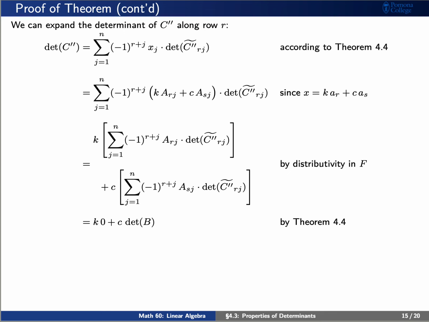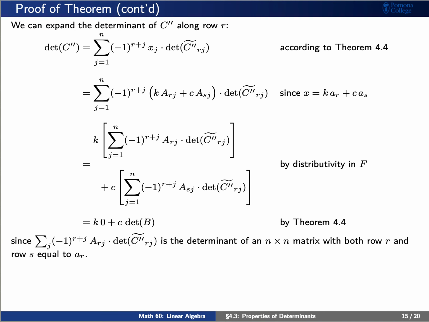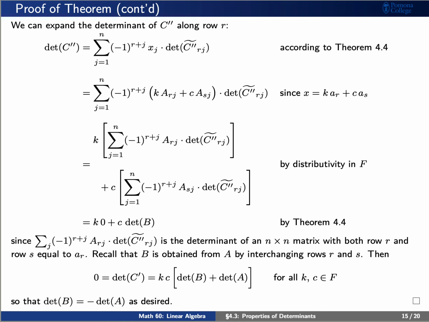Again, the 0 comes from seeing that the expression is really the determinant of a matrix that has row R equal to row S, which is equal to A sub r, plus C times the determinant of B, and again remember that B is that matrix obtained from A by interchanging rows R and S. So putting all of this together, now using the expression that we had before in terms of the determinant of C prime, we now see that 0 has to equal K times C times the determinant of B plus the determinant of A. But this is true for all scalars K and C. So this means that the determinant of B is the negative of the determinant of A, as was the third part of the theorem.